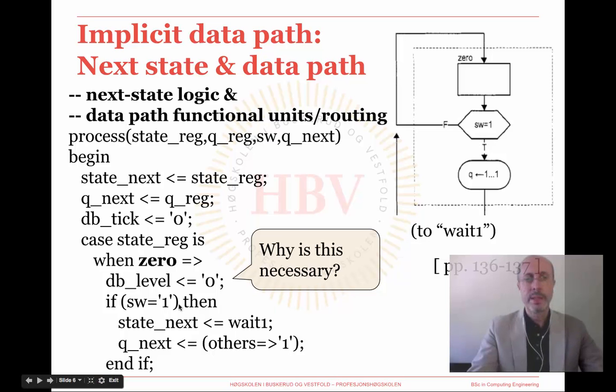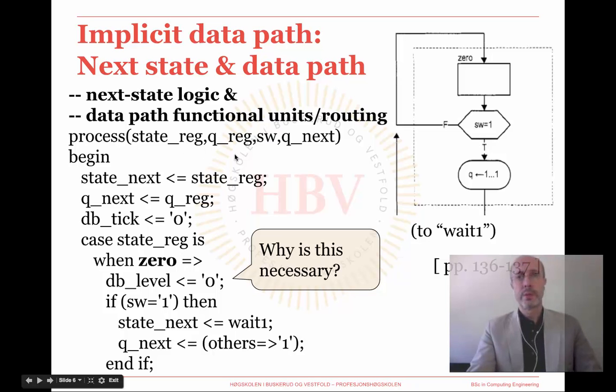Then we check if the switch is 1, and if so, we define the next state as wait 1, and we also initialize the counter to start decrementing once we move to the next state. You should also notice that there is no else part of this statement, and that's just because we have already defined that the default next state is the current state.